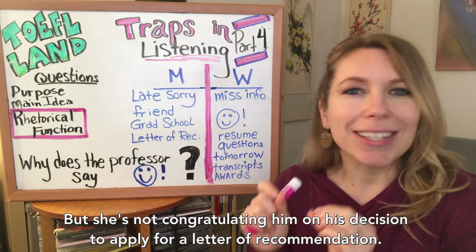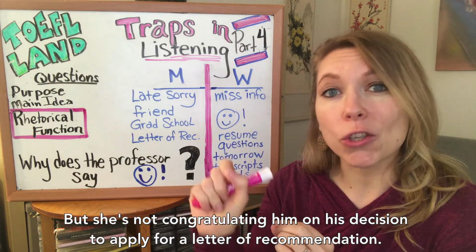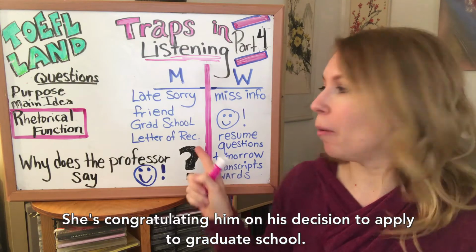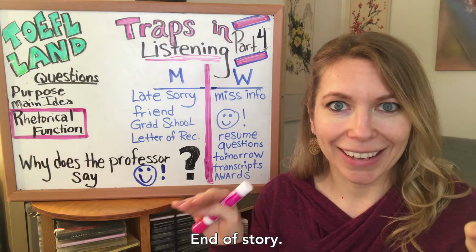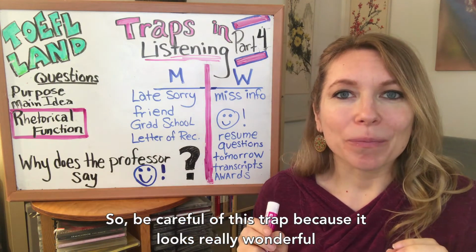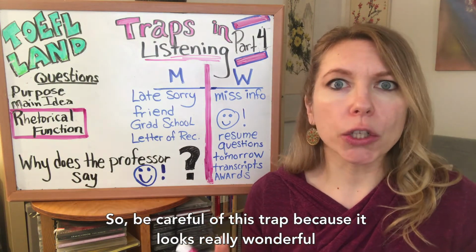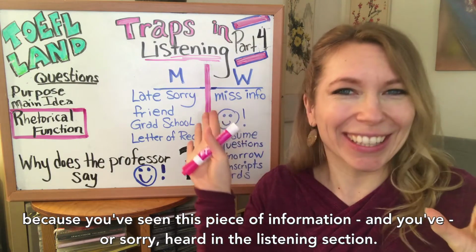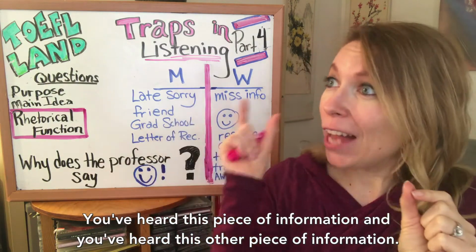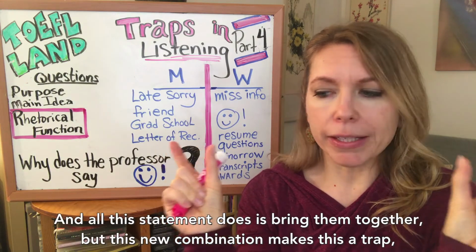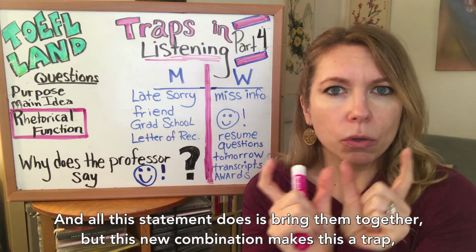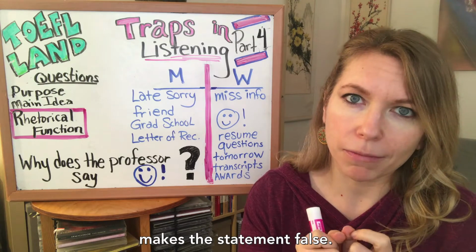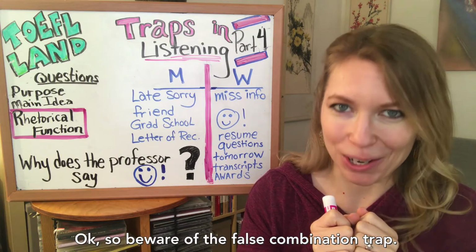But she's not congratulating him on his decision to apply for a letter of recommendation. She's congratulating him on his decision to apply to graduate school, period. End of story. So be careful of this trap because it looks really wonderful because you've heard this piece of information in the listening section, and you've heard this other piece of information, and all this statement does is bring them together, but this new combination makes this statement false. Okay, so beware of the false combination trap.